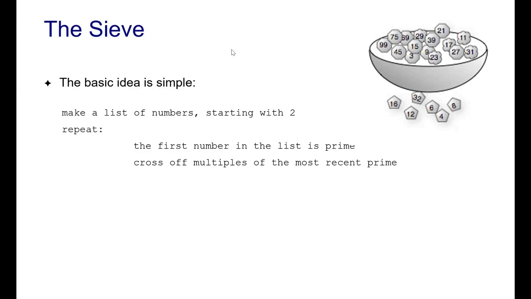What is the basic idea? The basic idea is very simple. We are going to make a list of numbers starting with 2 and then repeat. So this is the English-like statements I'm giving. Repeat: take the first number in the list as prime and cross off multiples of the most recent prime.